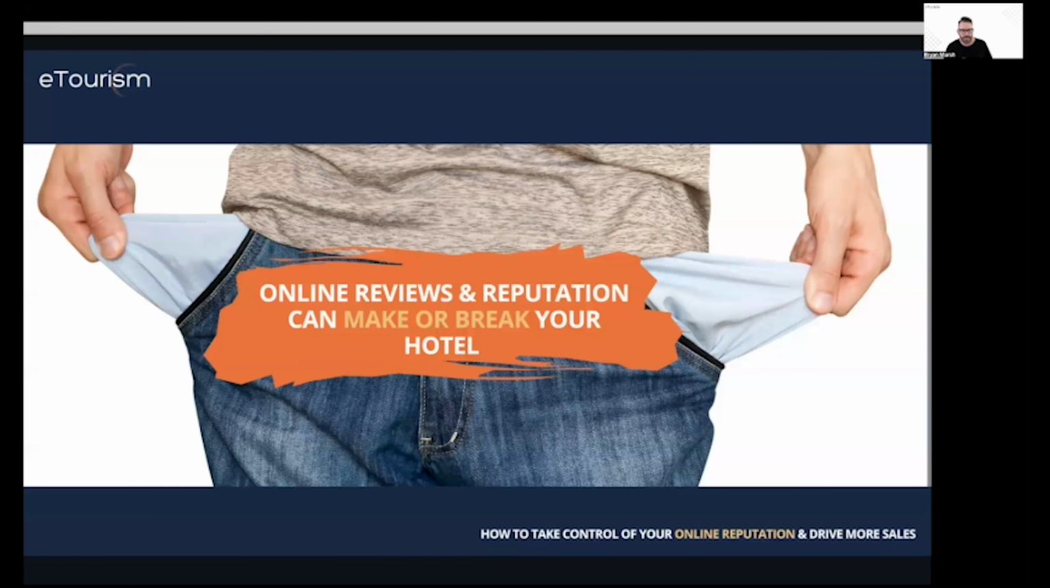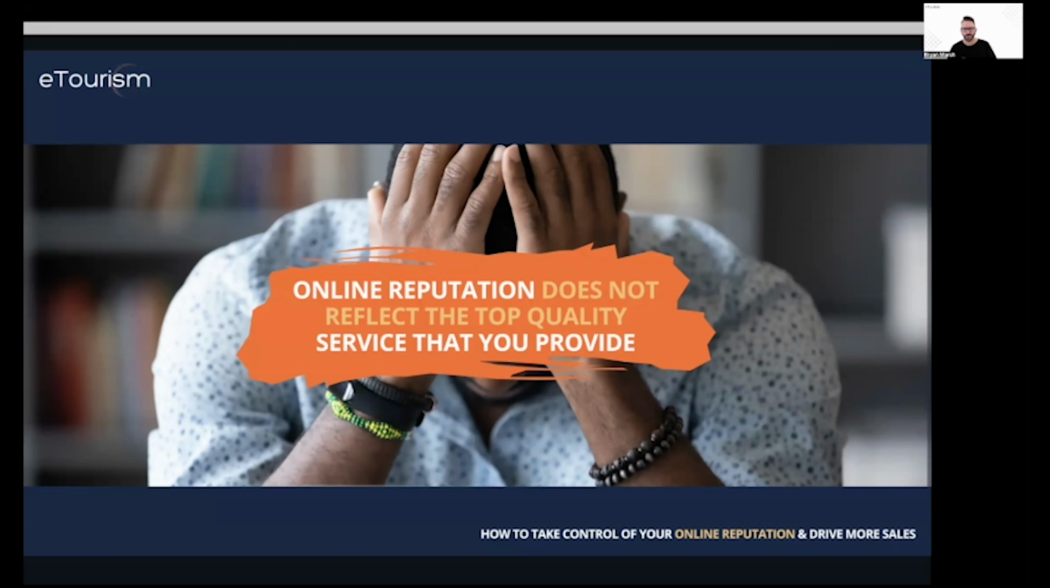Online reviews and reputation can make or break your hotel. Lots of great reviews generate more bookings, but in contrast to that, negative reviews hurt your brand and hurt your business. Online reputation does not reflect the top quality service that you provide. The other reason is your online reviews don't truly reflect the service that you're offering. We know that you could be doing an amazing job with your service, but it's not showing up online, and you're only having negative people. The odd person that has a negative review, and we always have them, they're the only ones leaving reviews, but all these people that have had a great experience with you aren't leaving reviews, and that can be easily fixed. And so that's important. And I know it hurts some people.